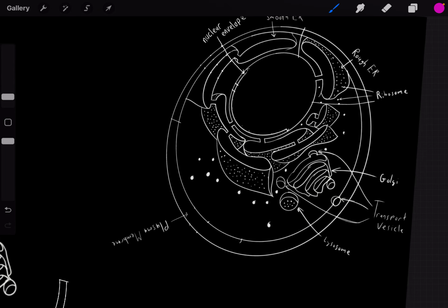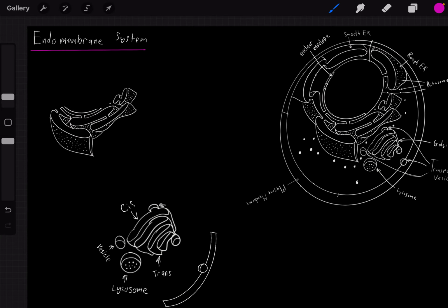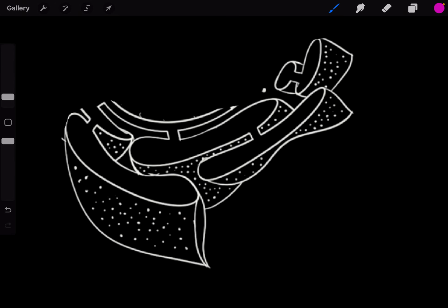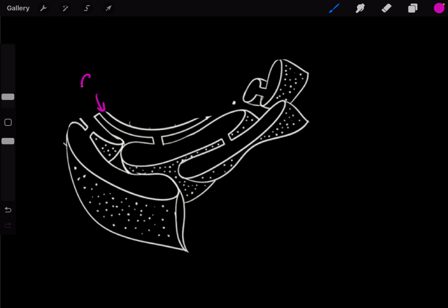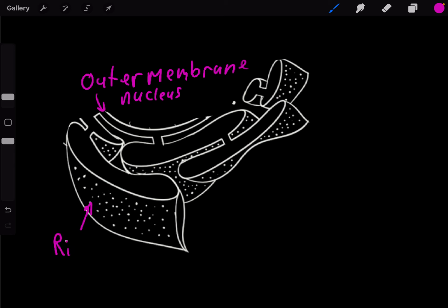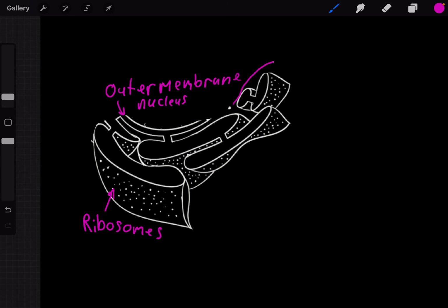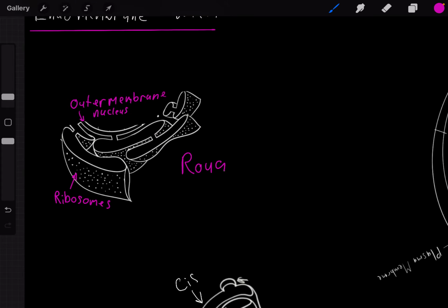As you can see here, we have our rough ER, and partly this part here would be the outer membrane of the nucleus. These little guys here would be ribosomes, and this whole thing right here is called the rough ER, or the full name is rough endoplasmic reticulum.